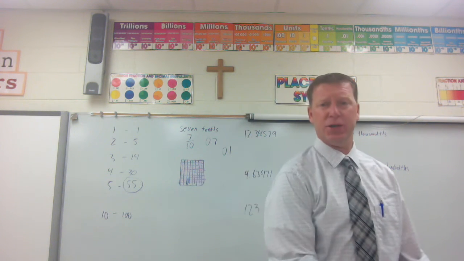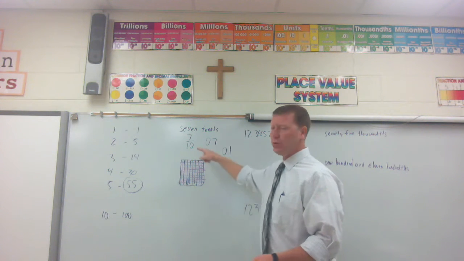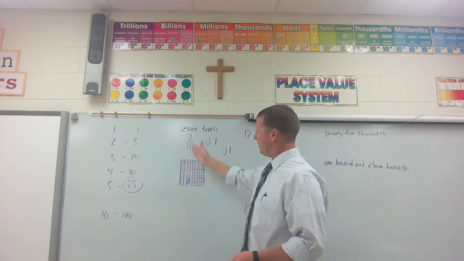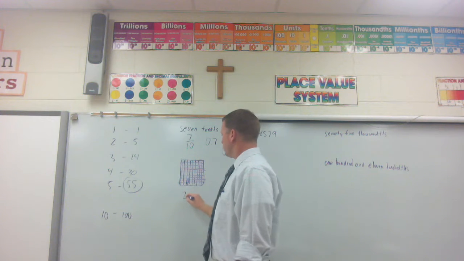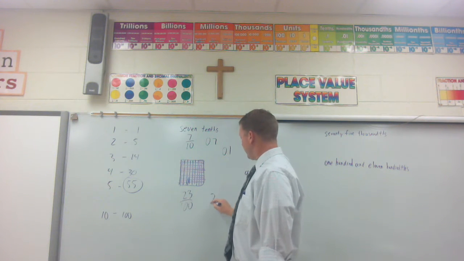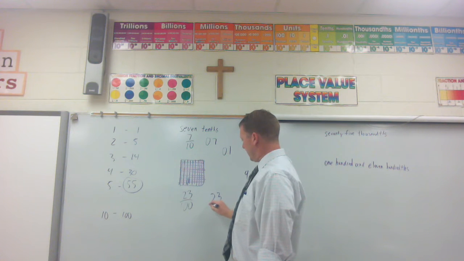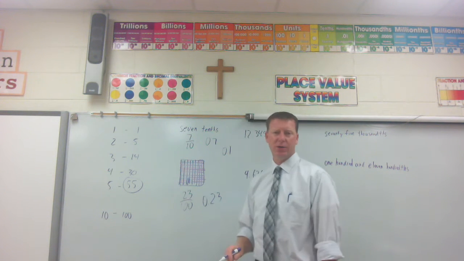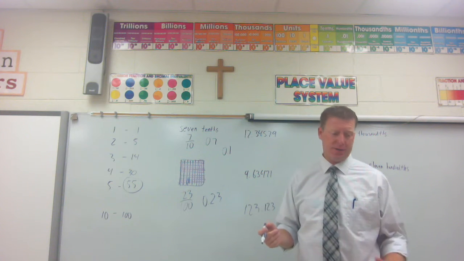Example 2, it says name the shaded part. They have this thing chopped into 100. So I'm counting tens, 10, 20, 1, 2, 3. So this is 23/100ths. As a decimal, I need to make sure that 3 is in the hundredths position, tenths position, boom, decimal point, 0, 23/100ths.